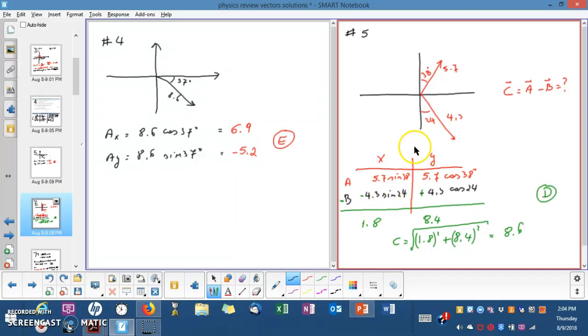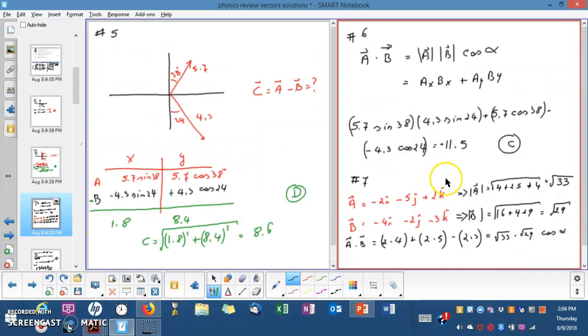So again, you're reversing this one. Instead of being positive, you make it negative. Instead of this one being negative, you make it positive, right? So you calculate your components for the Cx and Cy at that point, and then you do the square root, and you find your answer D for number 5.